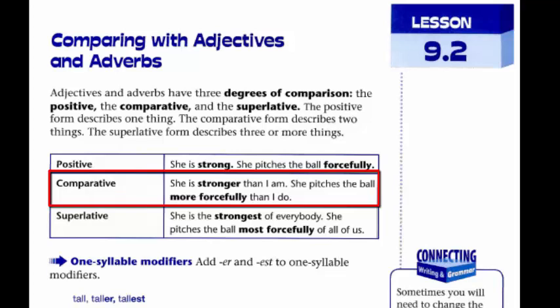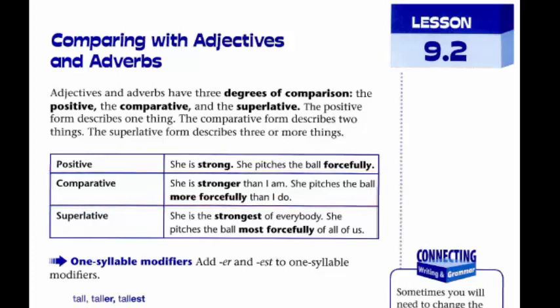The second sentence in comparatives says, she pitches the ball more forcefully than I do. The adverb more forcefully compares the way she pitches the ball to the way I pitch the ball. So it's a comparative modifier. Let me recap. Comparative modifiers compare two items, two nouns, or two pronouns in one sentence.